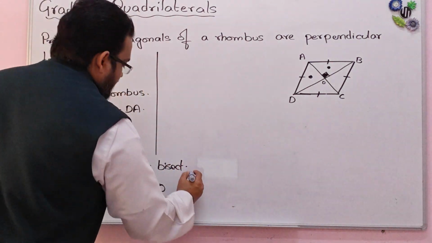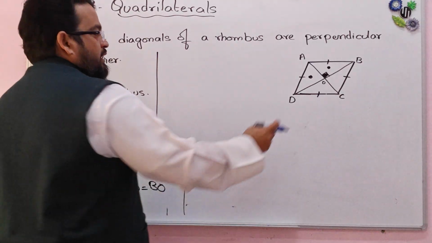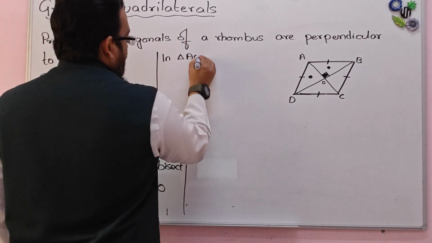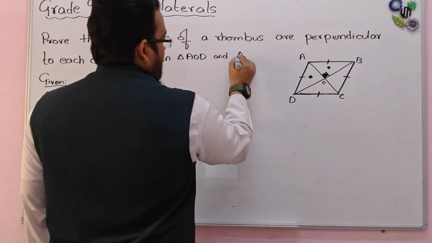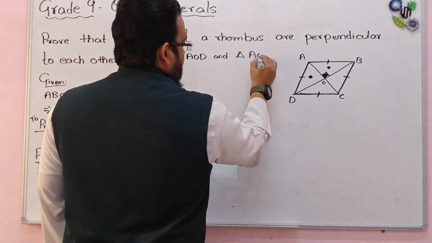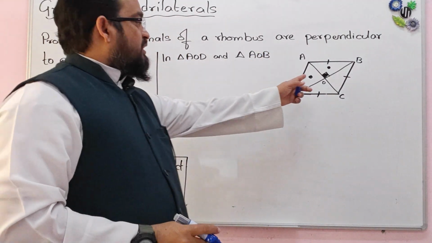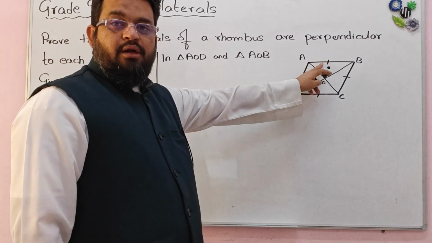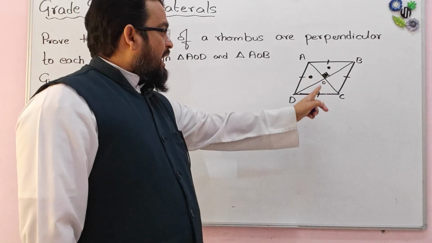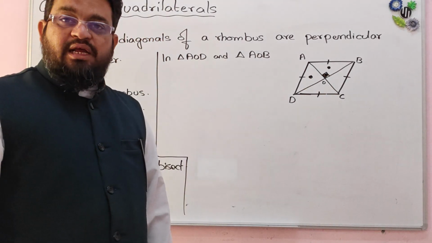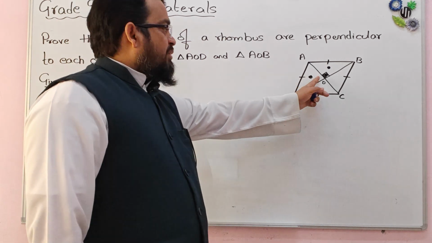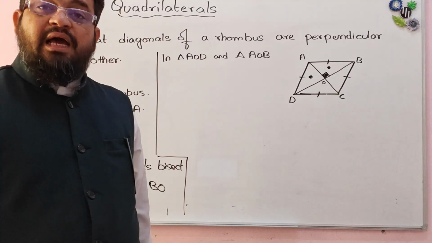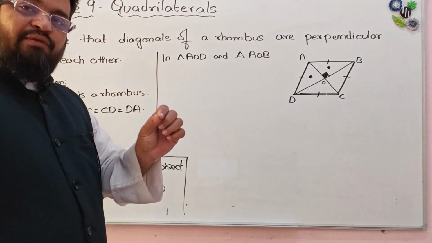Now let us take any two adjacent triangles: triangle AOD and triangle AOB. Why have I taken these two adjacent triangles? Because I need the angle here, and if I prove that these two are congruent, then these two angles at the center will be equal. If these two angles are equal, and since they form a linear pair, their sum is 180 degrees, so each will be 90 degrees. So you have to remember this.